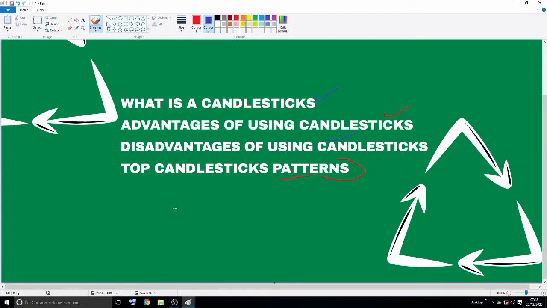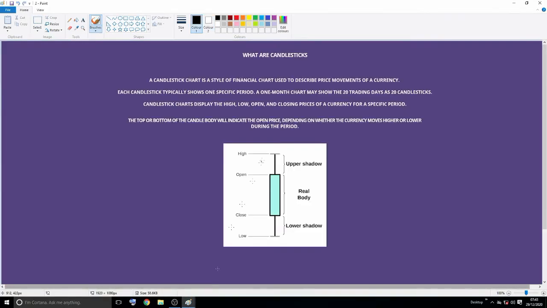But about this, I will have a video specifically where I will be explaining a pattern, and then also look for examples in the live market and show you those candlestick patterns in the market, and you can also learn how to look for them. So we'll be explaining top patterns. So let's start with our first slide. On this one, what are candlesticks?